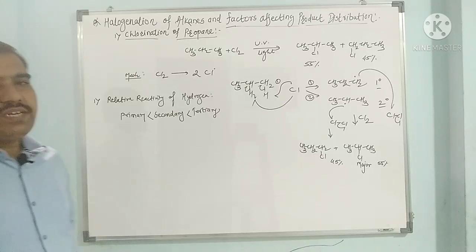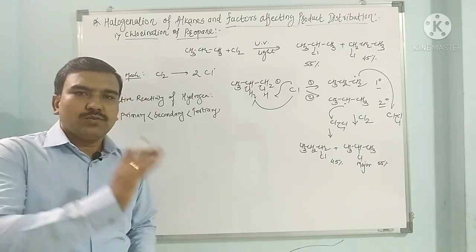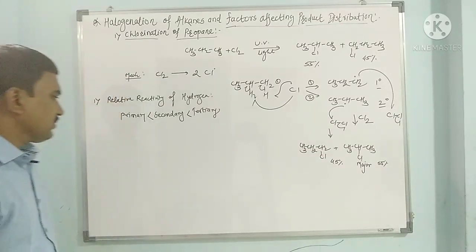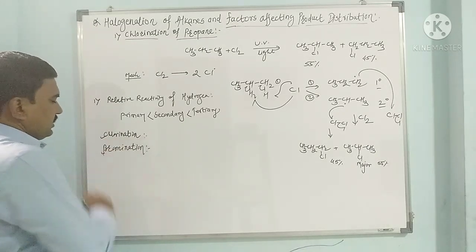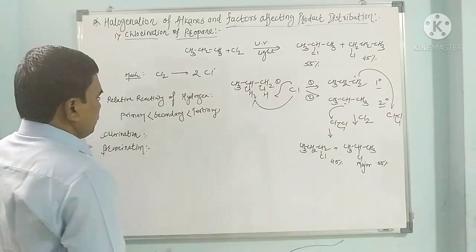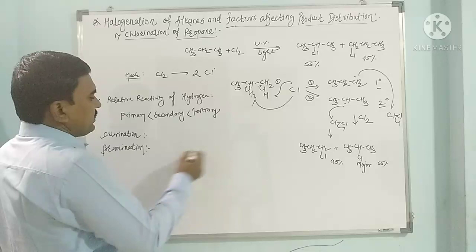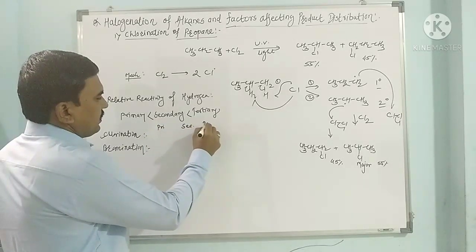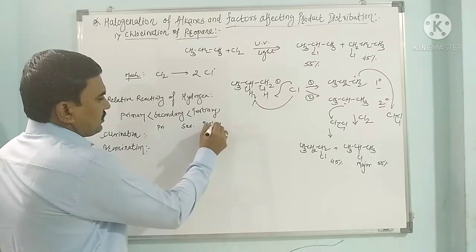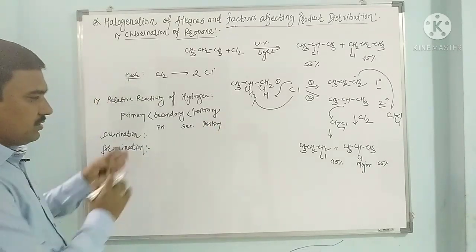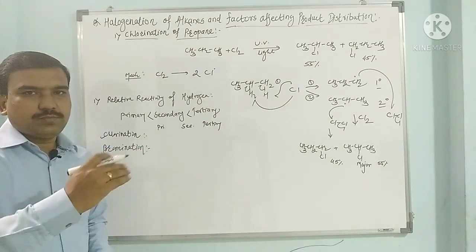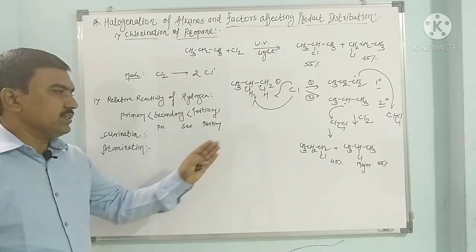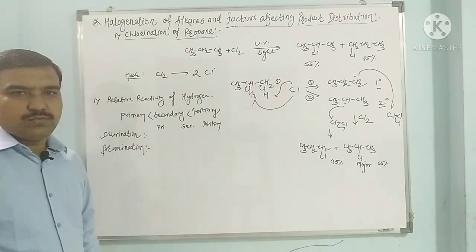But this relative reactivity is also different in chlorination as well as bromination. If we see chlorination and bromination, then the relative rate of primary, secondary and tertiary is primary, secondary and tertiary. So this is the general trend or general proportion of primary, secondary and tertiary towards chlorination and bromination.